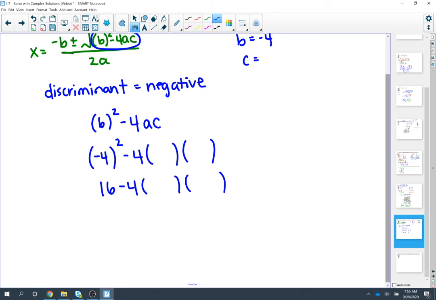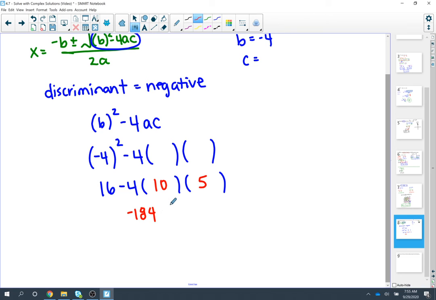Well, it said one option. It didn't say the right option. It said one option to get two imaginary solutions. There are tons of right answers here, but I'm just going to pick 10 and 5. Because I know if I take 10 times 5, that's already 50, and then times negative 4, that's a huge negative number. If I use my calculator, 16 minus 4 times 10 times 5 is negative 184. So if I try to take the square root of that, I'm going to get an imaginary solution.